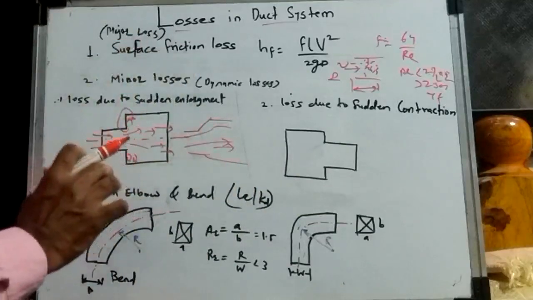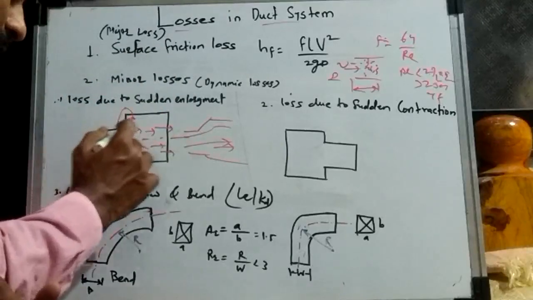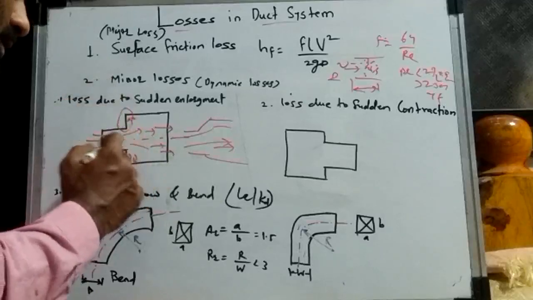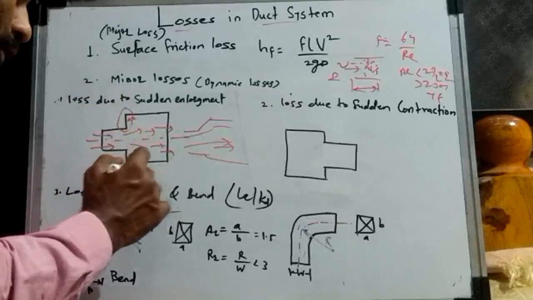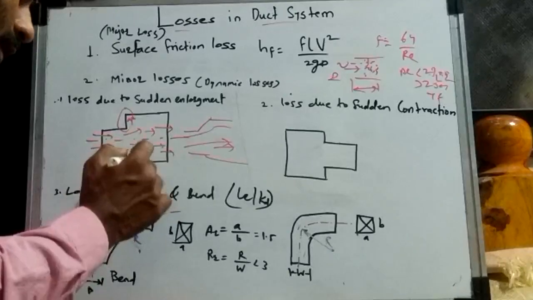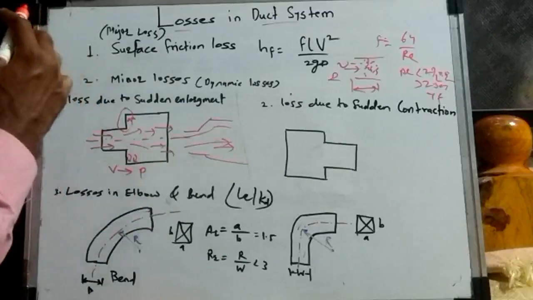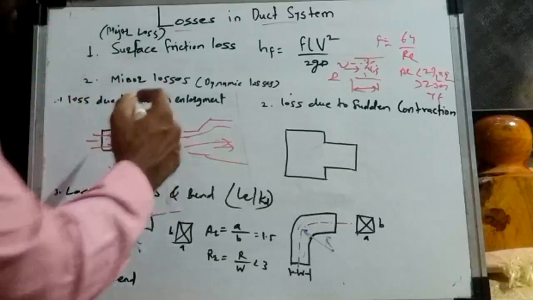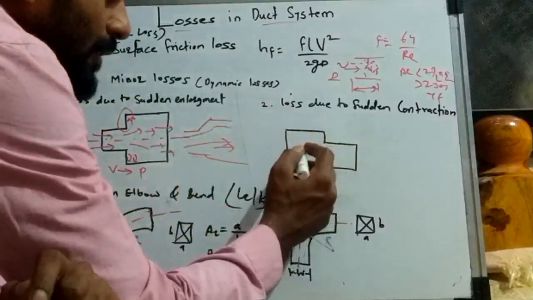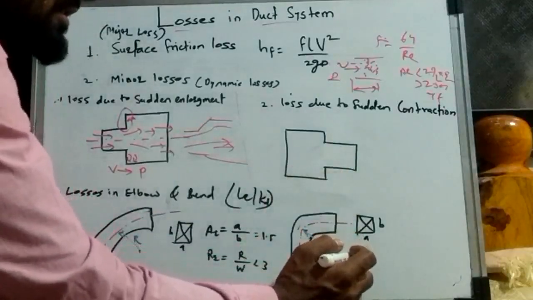Whenever there is a sudden enlargement, initially there is an increase in cross-section area, which means as the area of cross section increases, the velocity head is converted into pressure head, right? So velocity will be converted into pressure, meaning there is an increase in the pressure. So this is related to the sudden enlargement. Now the second factor that causes the minor loss is the sudden contraction.